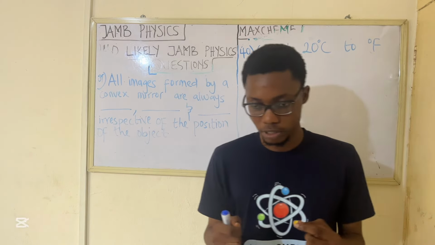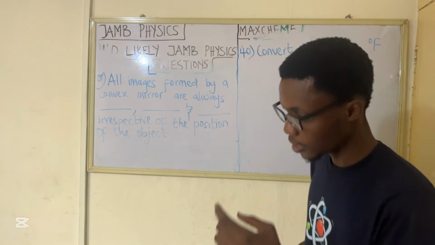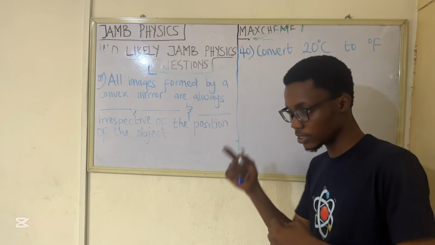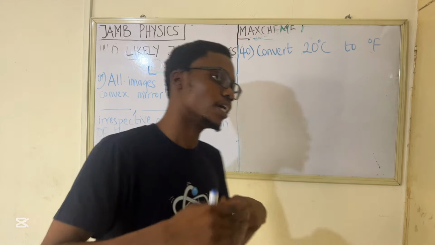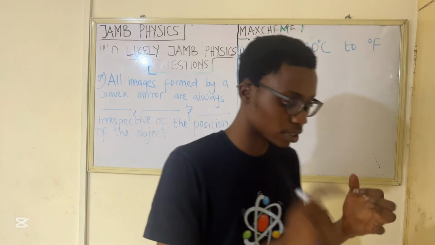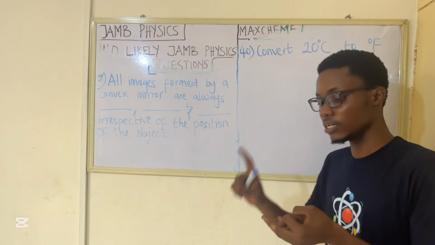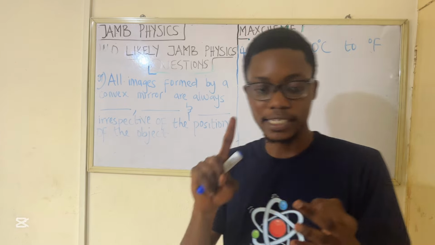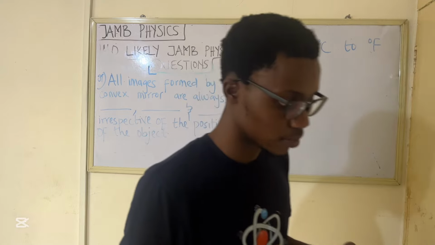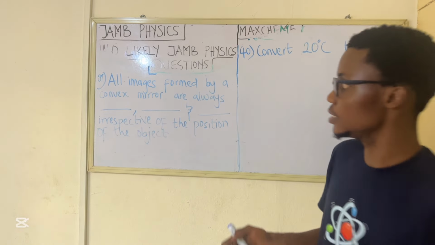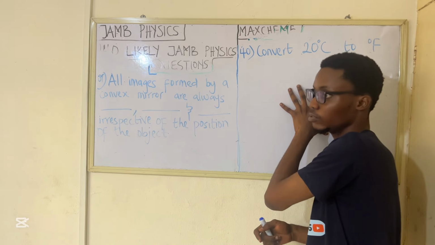Now, when it comes to a concave mirror, at the center of curvature and principal focus, it is always magnified, erect, and real. You guys can know that if you want to. In between your center of curvature and the pole, it is always magnified, erect, and real. But when it's at the center of curvature, the image formed is the same size as the object.